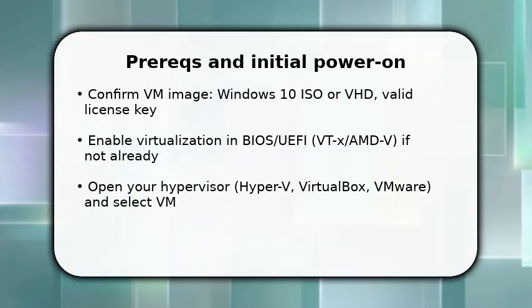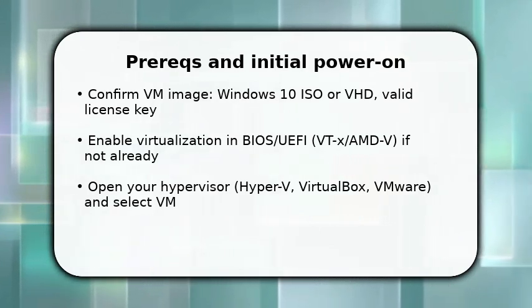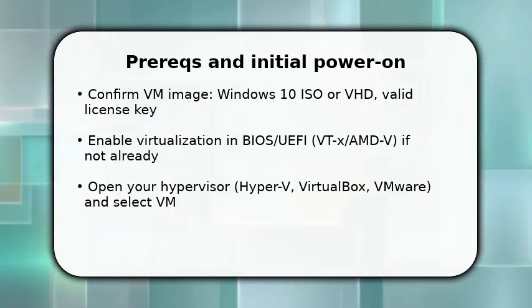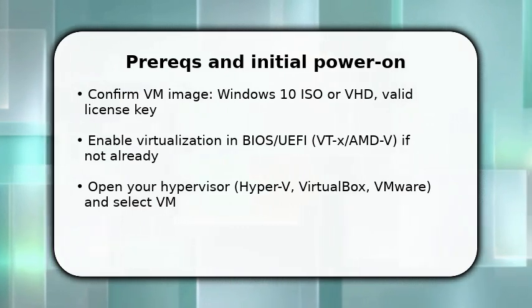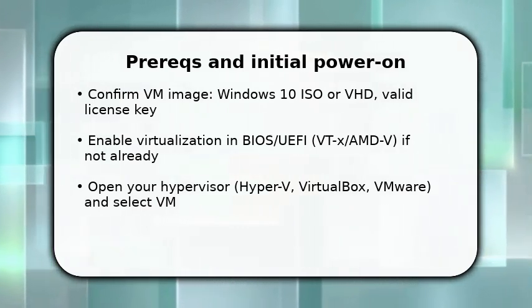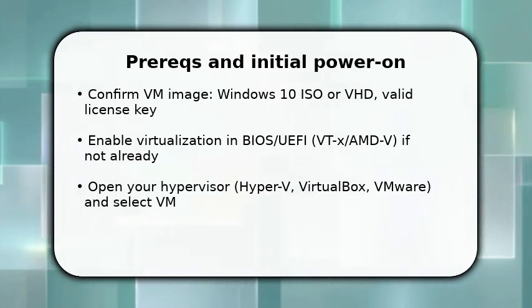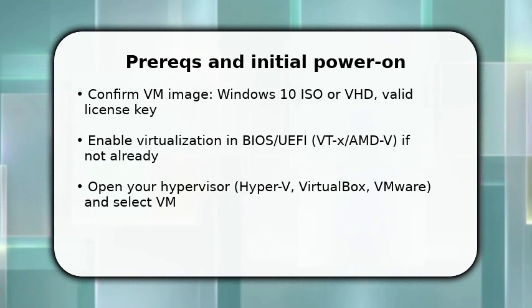You already have the Windows 10 image and a hypervisor. Now start the VM. First, make sure virtualization is enabled in BIOS so the VM can use CPU extensions. Then open your hypervisor and select the Windows 10 virtual machine profile. Once selected, check memory and CPU allocation quickly. Make sure they meet minimum Windows 10 requirements so the machine will boot smoothly.